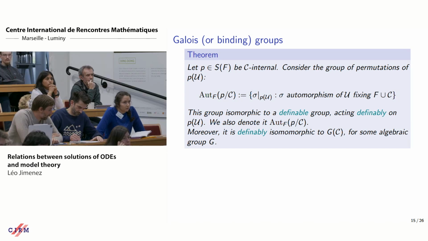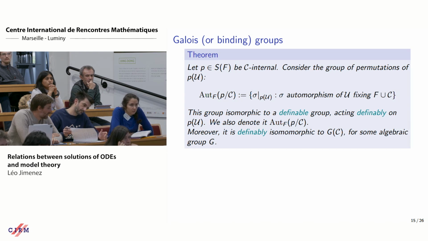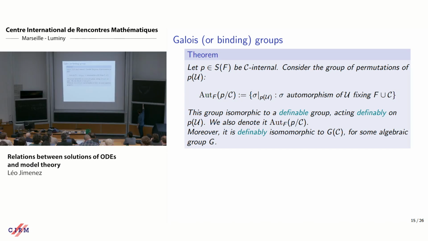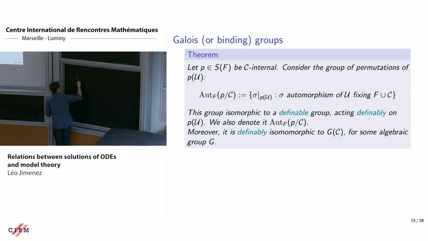And moreover, this group is definably isomorphic to the constant points of an algebraic group. Okay, so I don't want to dwell on the word in blue, definable. I just want to say a bit more about what this is. Again, I don't want to define it too precisely. But there are a few ways to do this. Definable could mean just unions and intersections of differential equations and inequations. Okay, so that's one way to say it.